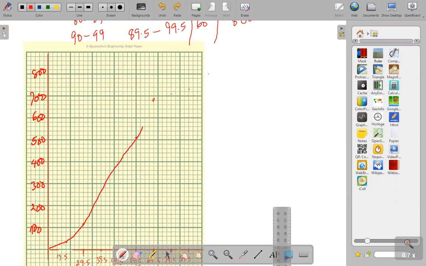I missed that. Oh, I missed that. Something like that. That is the Ogive for this distribution.